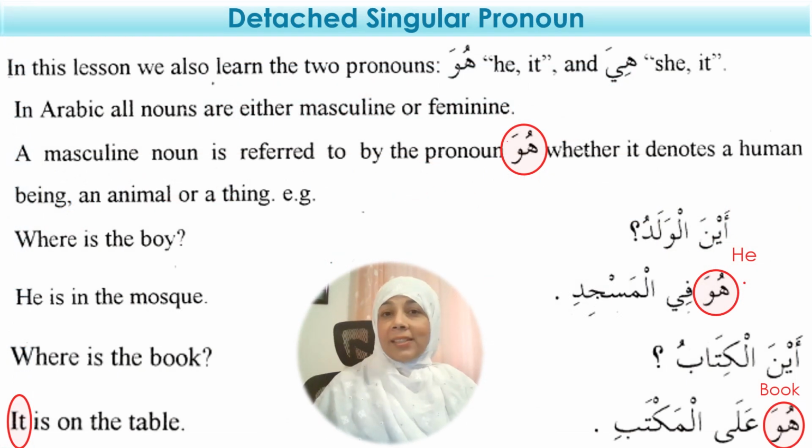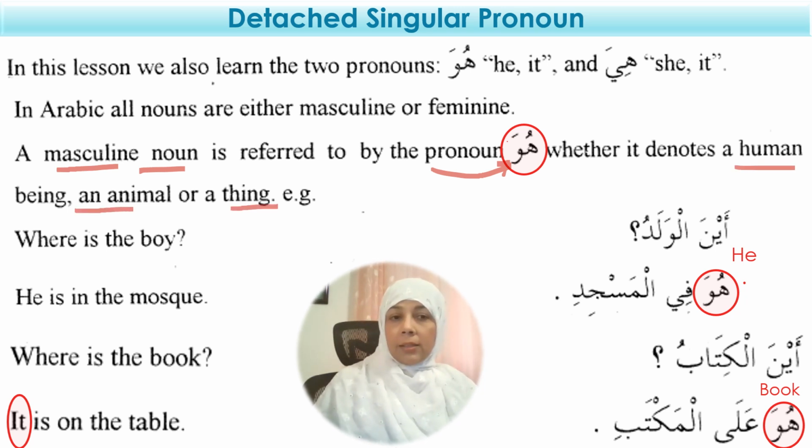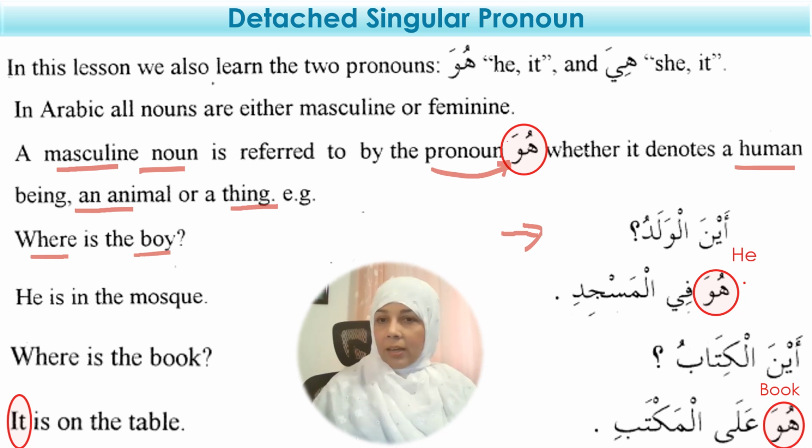So let's practice some more. As I said, a masculine noun is referred to by the pronoun huwa. So it could refer to a human, even an animal, or a thing. So let's practice. We want to ask the question, where is the boy? In Arabic, you say, Aina al-waladu. Aina means where. And such particles of questioning, inshallah, we will cover in a future lesson. So, Aina al-waladu means, where is the boy?